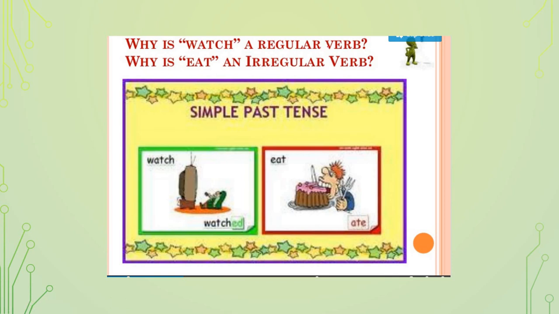Why is watch a regular verb? Why is eat an irregular verb? See, watch can be made into past tense by adding ed. Eat will change its spelling. It will become ate. Eat will become ate, ate.